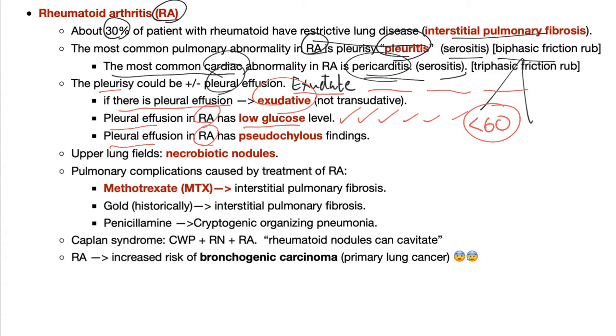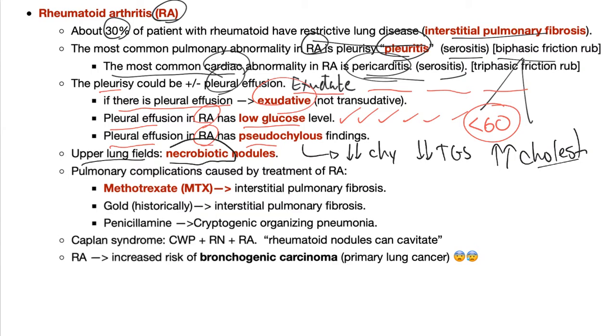Pleural effusion in rheumatoid has a pseudochylous finding, not chylous. So it's lacking in chylomicrons. It's lacking in triglycerides, but it has a lot of cholesterol. That's why it's pseudochylous, and we will discuss this in the next video. In the upper lung fields, you have necrobiotic nodules. Pulmonary complications caused by the treatment or the therapy of rheumatoid.